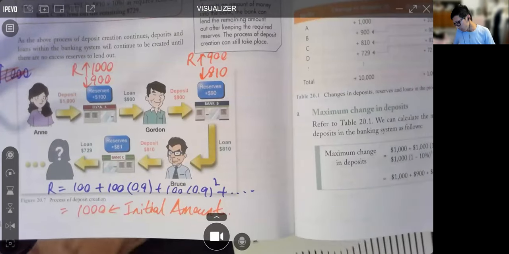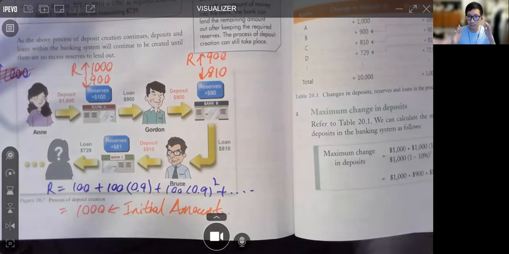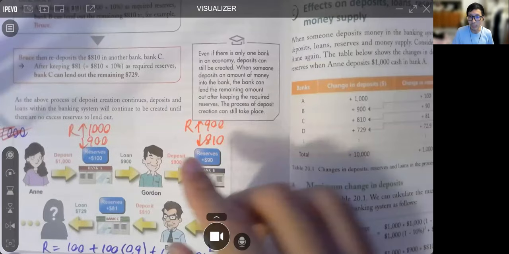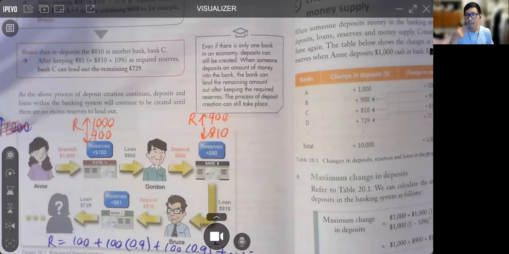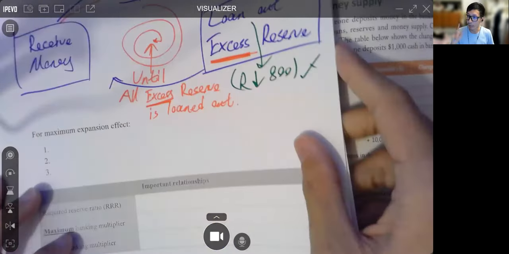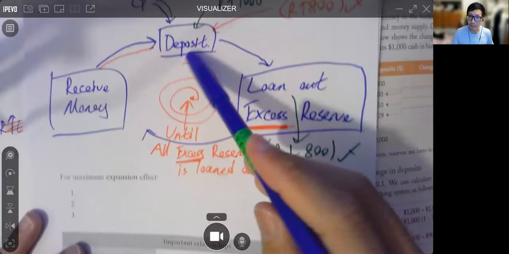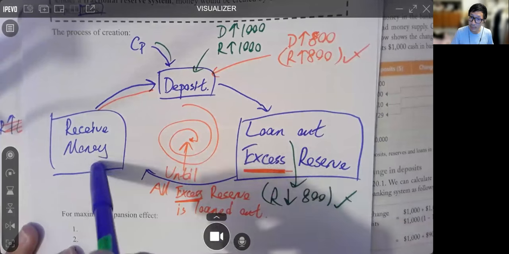Now, boys, I know it sounds a little bit abstract. This really needs to be taught live with some props. It's a little bit difficult to just visualize. If you don't quite understand, my advice is to rewind the video and read through the textbook in detail, and see whether you can fully understand the process. We have not gone into the mathematics of credit creation yet. But now there are several points that we need to note. In the credit creation process, we get money into deposit, loan out excess reserve, then someone receives the money and redeposits it.